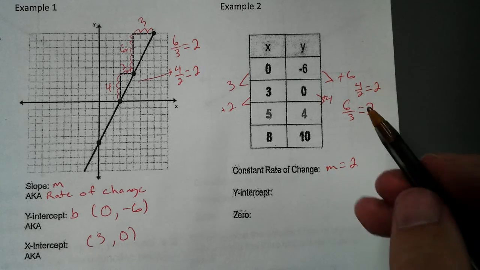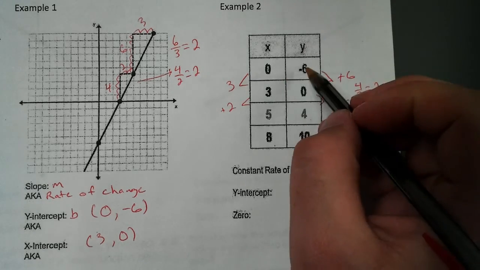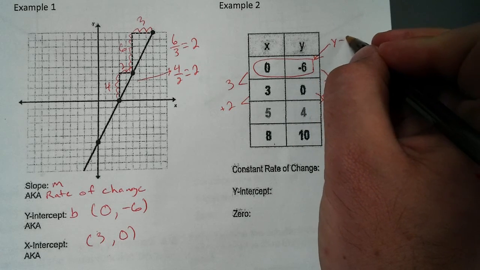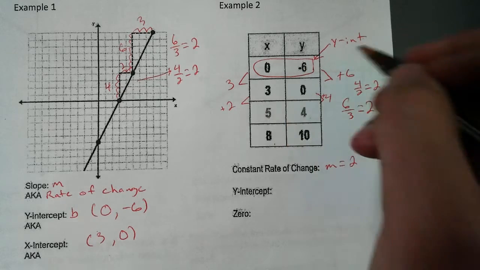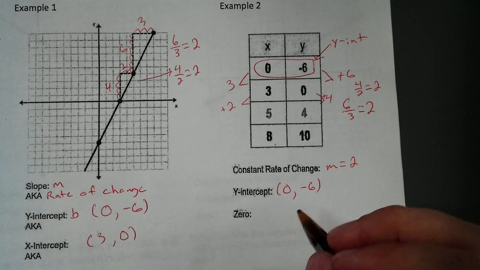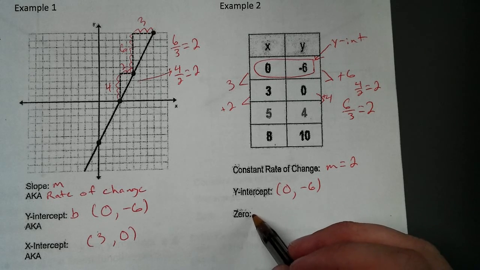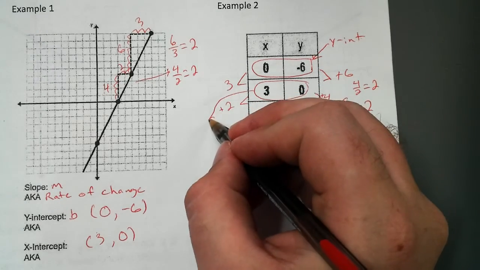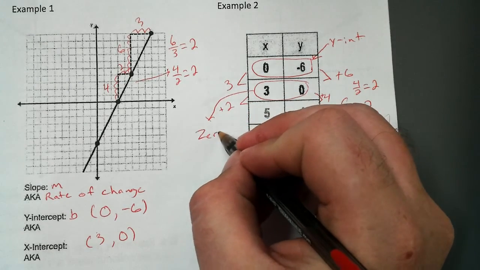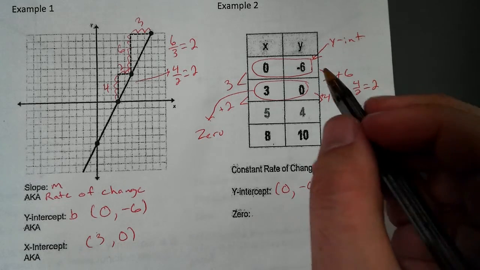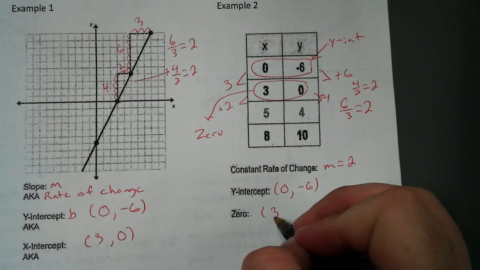Our y-intercept, well, our x value has to be 0, right? So our y-intercept is going to be that first point, 0, negative 6. Our x-intercept, also called the zero, is going to be when y is 0. So that is our zero, or also known as the x-intercept. Remember, it's only going to have an x value, so this one's going to be 3, 0.